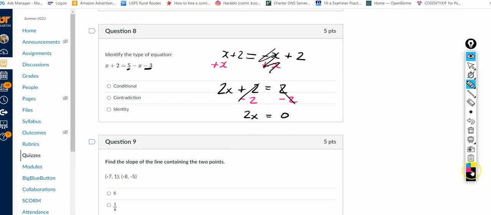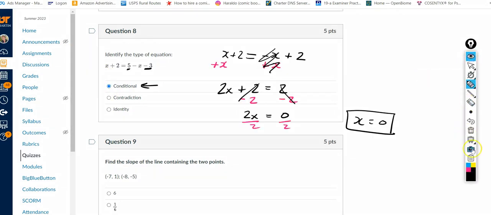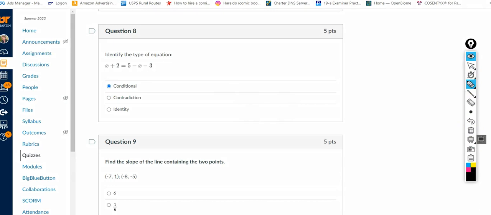And then divide both sides by 2. And I'm left with x is equal to 0. Now, I have a unique value for x. I have solved for x. And when you have a unique value for x, you have a conditional equation. All right, get rid of that. Let's go on to the next bit.